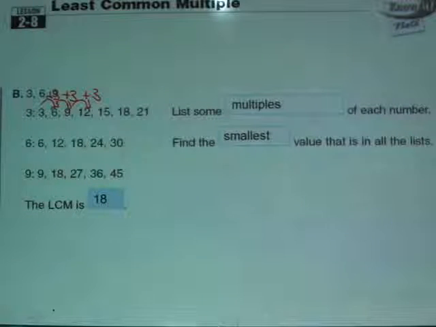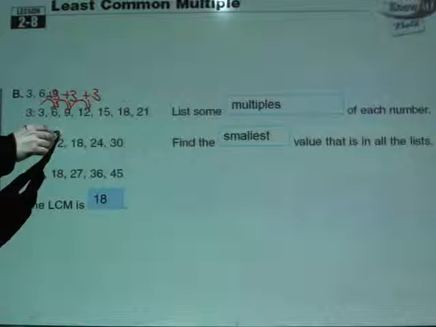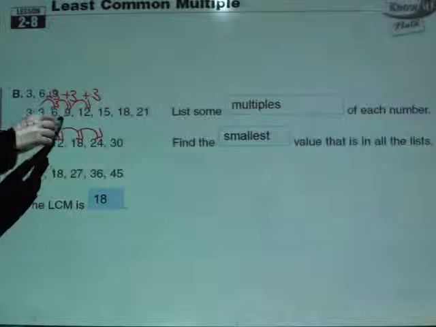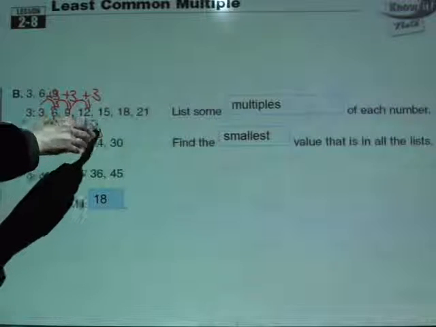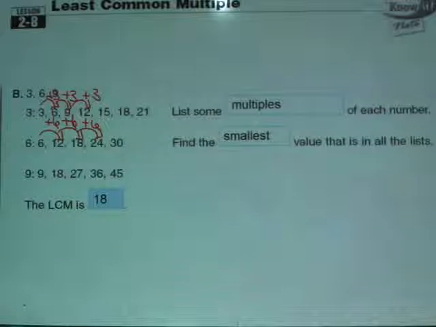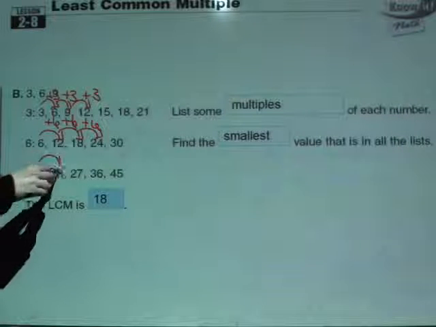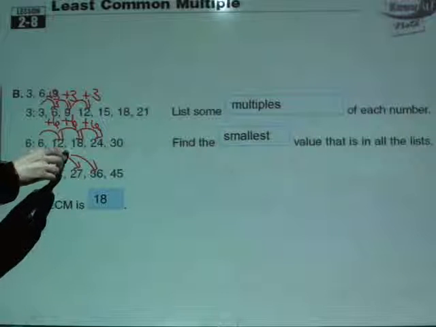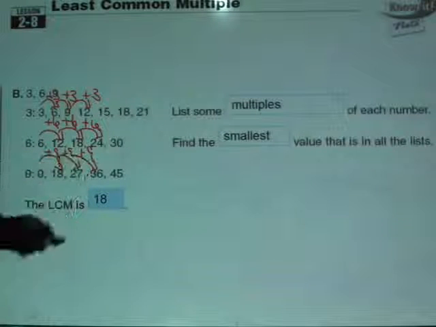6 list, 6, 12, 18, 24, 30. Start with 6 and keep adding that number. Add 6, add 6, add 6, and continue. 9 list, 9, 18, 27, 36, 45. So start with 9 and then just keep adding 9 to get to the next number.